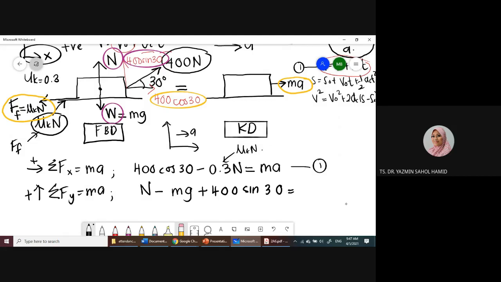Equals to? Zero. Equals to 0. Why? Because in your kinetic diagram, you do not have MA in the vertical direction. So this is 0. Okay?